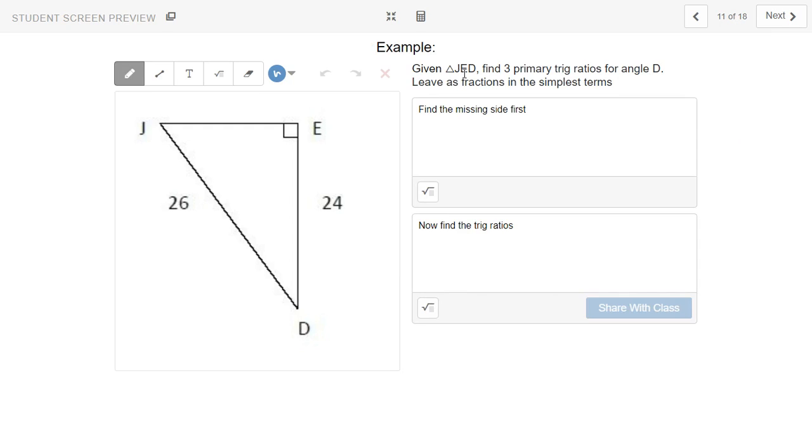Let's do an example here. We're given the triangle JED. Find three primary trig ratios for angle D. Leave them as fractions in simplest terms. So first of all, for us to find the primary trig ratios, we need to have all three sides. We're missing side EJ. Let's use Pythagorean relation to solve.